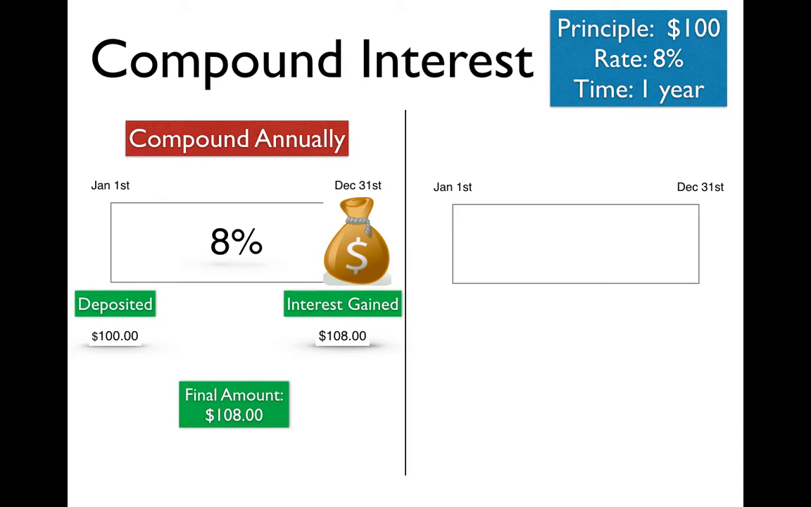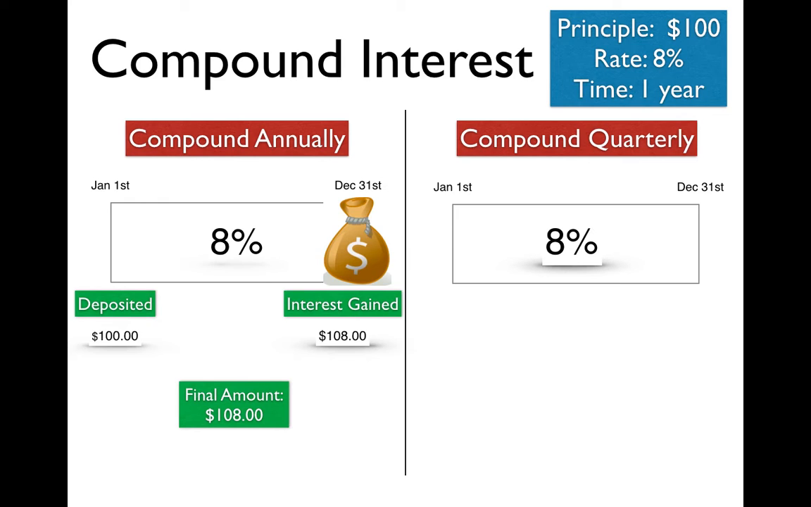So we're going to compare that with compounding quarterly. Now again, we're going to keep everything the same. We're going to have the same principal, same rate, same amount of time, 1 year. But what we're going to do is, if we're compounding quarterly, that means that after every quarter or every 3 months in the year, we're going to calculate whatever interest has been accrued at that point. And we're going to calculate interest off of not just the original amount you deposited, but whatever is in your bank account at that time.